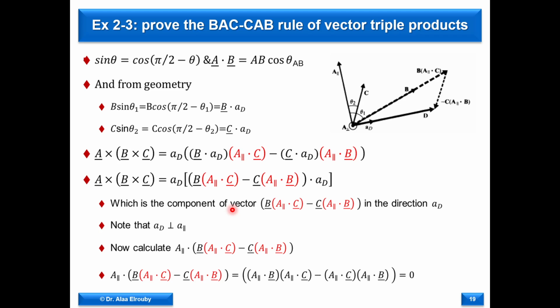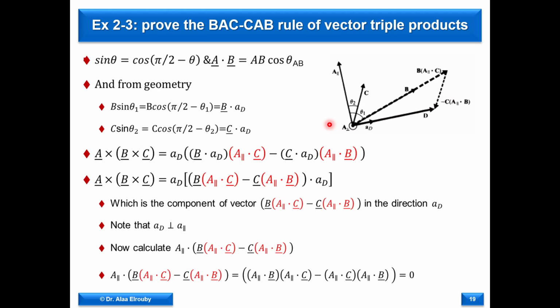Okay. So now let us take the AD as a common factor outside. We'll have this expression. So this is a vector, dot product with AD, it gives us a scalar. It is in the direction of AD. So this is the direction of the cross product. So now this vector dot product with AD is the projection of this vector in the direction of AD.